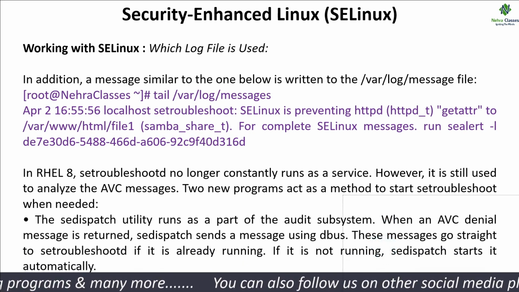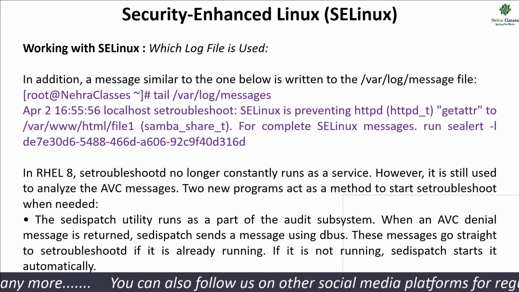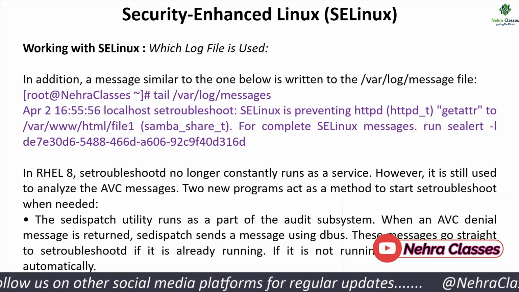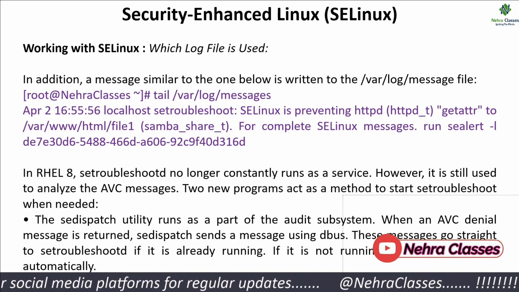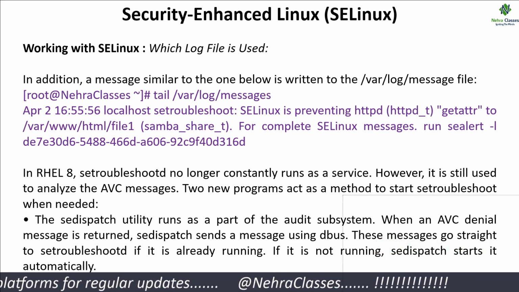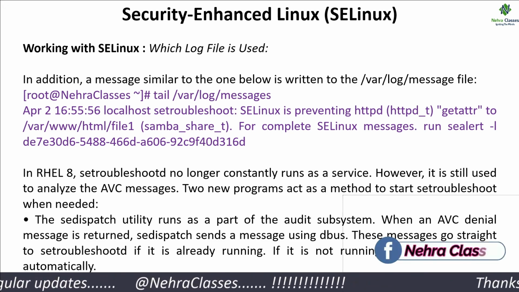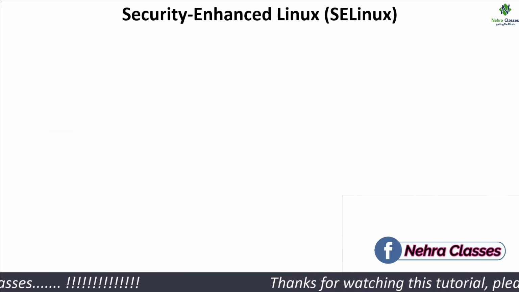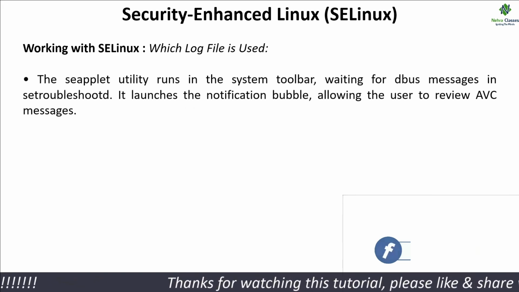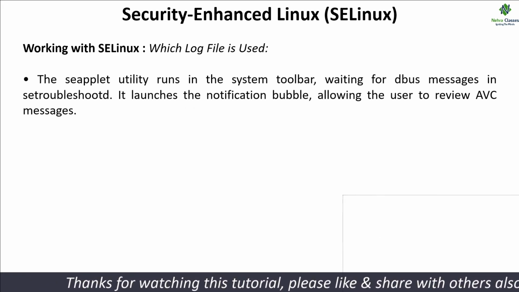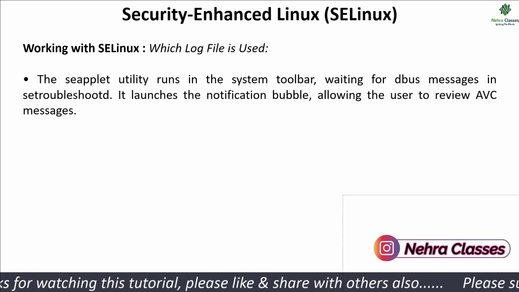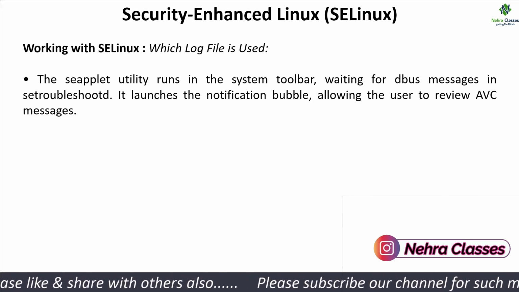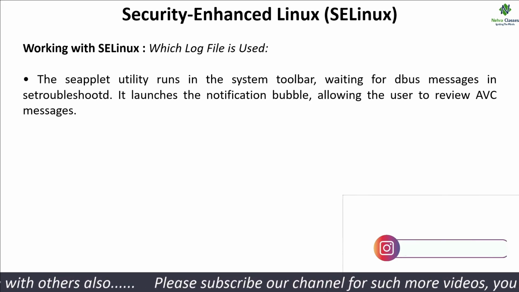The sedispatch utility runs as a part of the audit subsystem. When an AVC denial message is returned, sedispatch sends a message using dbus. These messages go straight to setroubleshootd if it is already running. If it is not running, sedispatch starts it automatically. The applet utility runs in the system toolbar, waiting for the dbus messages from setroubleshootd. It launches the notification bubble, allowing the user to review AVC messages.